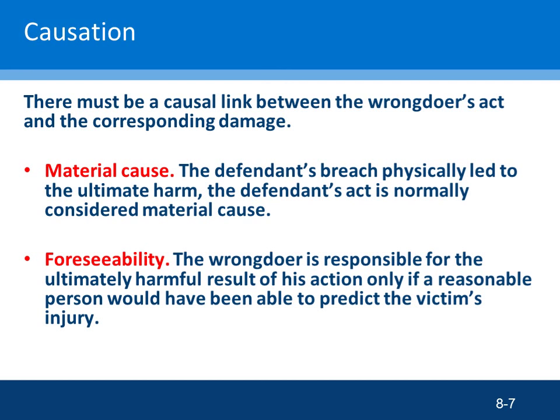Under the law, we have two types of causation. First, we have to prove that my action was the material cause of the damage. What does it mean? It means that the reason why your car is broken is directly related to my action. I was driving too fast. I hit your car. I am the material cause of the damage.